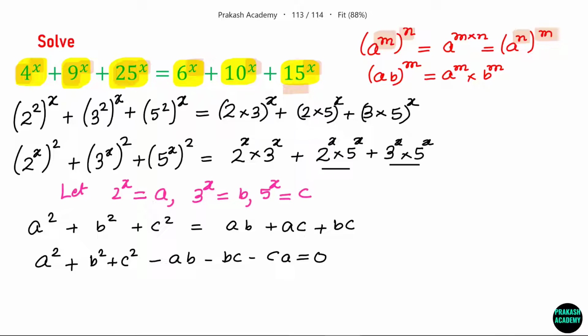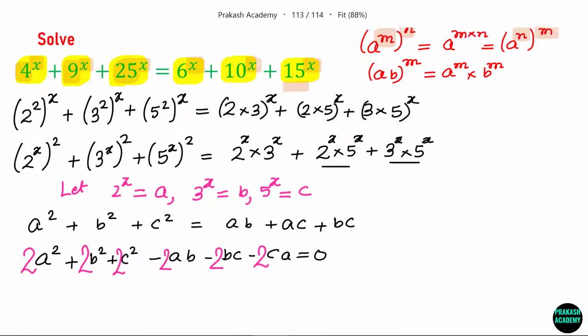Now this can be arranged in a formula, that is (a minus b) whole square plus (b minus c) whole square plus (c minus a) whole square. But to do that, we will need to multiply by 2. So let us multiply by 2 throughout. So you will have 2a square, 2b square, 2c square, 2ab, 2bc and 2ca.